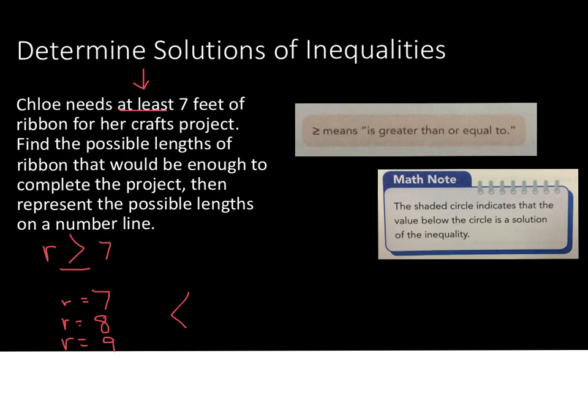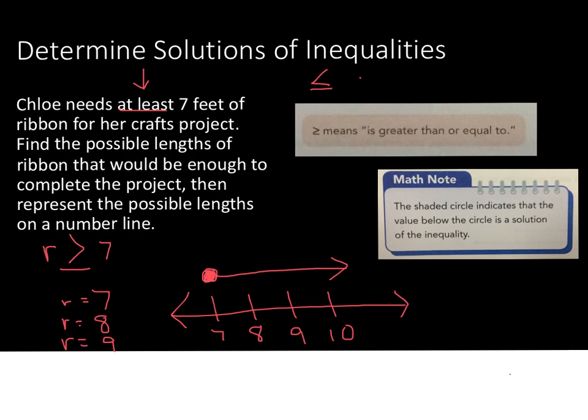So to plot this on a number line, this is a little bit different because 7 is a part of our solution set. Because again, if she has 7 feet, she has enough to get it done. So this time, when I do my circle above my 7, I'm going to fill it in to show that I could have 7 feet or more than that. So you do need to have, okay, we have less than or equal to, and you need to go ahead and write down the other symbol that means greater than or equal to, and you need to write down that math note.